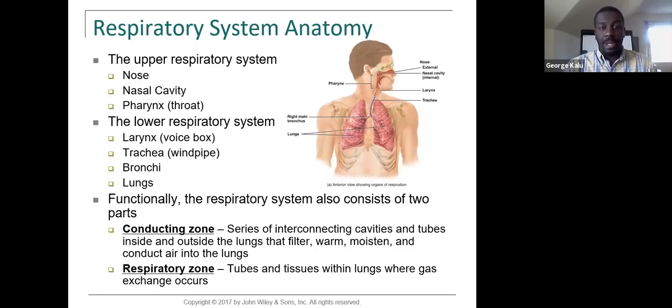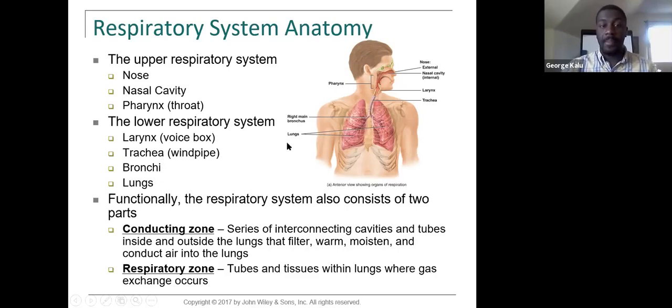When we're looking at the respiratory system, we can divide it structurally, in terms of its anatomy, or physiologically, in terms of its function. It's divided into different regions or components depending on which way you're looking at it. From a structural standpoint, we can divide it into the upper respiratory system and the lower respiratory system. The upper respiratory system is made up of the nose, the nasal cavity, and the pharynx, essentially everything from your throat up. The lower respiratory system is made up of everything from your throat down. That is where we have our larynx, which is our voice box, the trachea, which is the windpipe, and then the bronchi and the lungs.